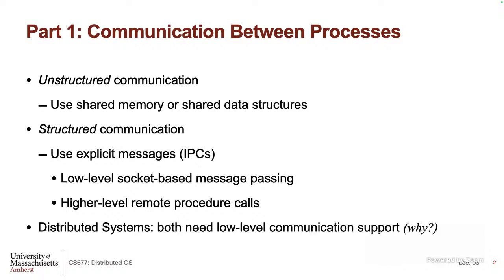Now, to design your distributed system, you actually need lower-level support from the operating system to enable either of these two. To do unstructured communication, the OS has to support the notion of sharing memory across processes. That's something called shared memory in the OS context. For structured communication, you need low-level support, such as the TCP/IP protocol stack being supported in the OS, so that you can enable communication. In both cases, you will need OS-level support to enable communication.